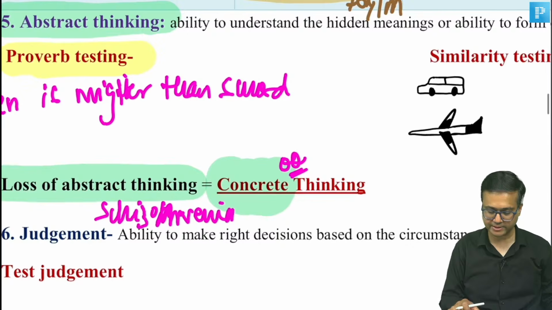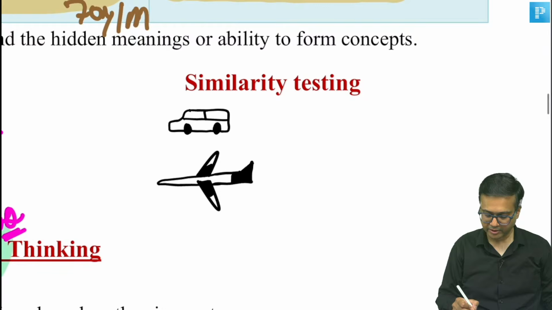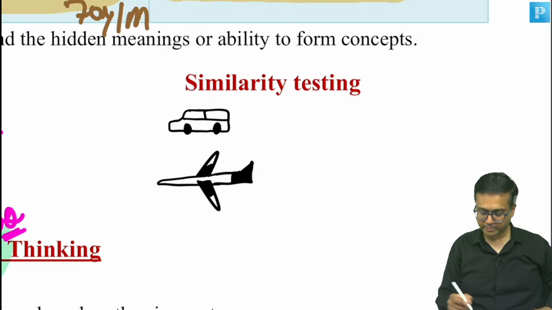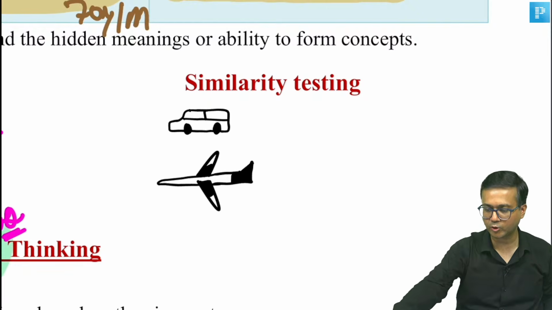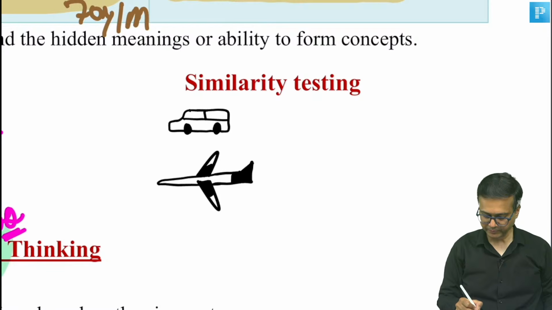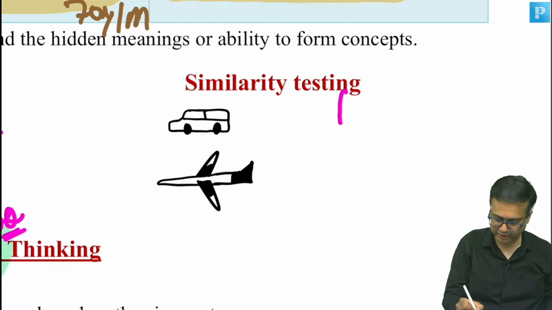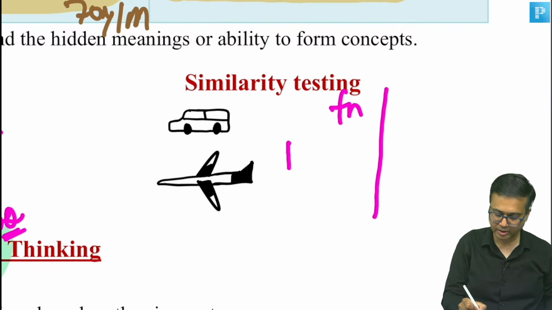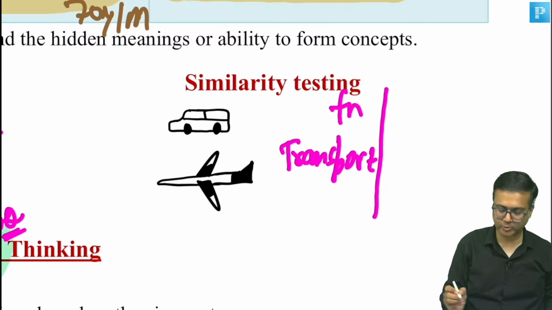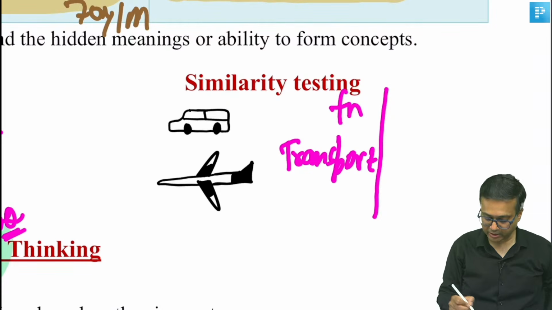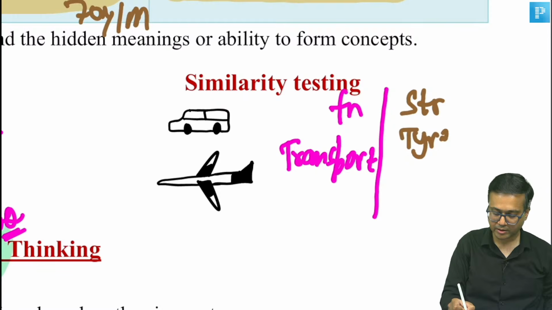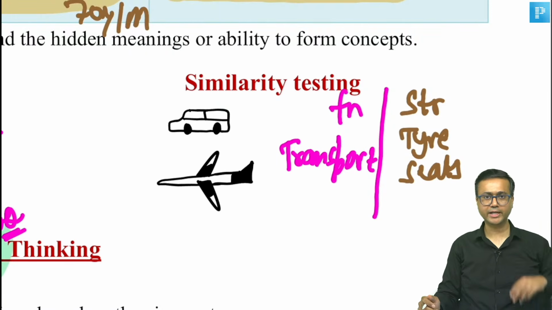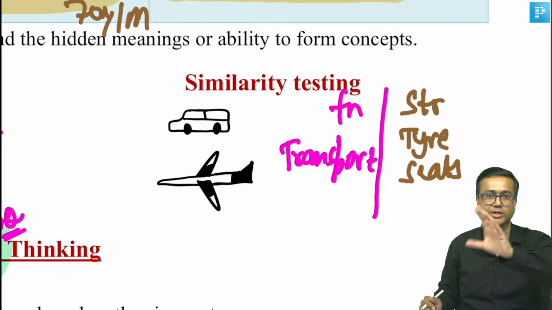One more test we will discuss, that is similarity testing. Here we ask the similarity between two objects. If I ask you, beta, what is the similarity between a car and a plane? Can you tell me? All of us will say, sir, both are modes of transport. That is a functional similarity. Can I say you are able to appreciate a deeper meaning? But some patients are only able to see the structural similarity. The patient says, sir, both have tires, both have seats, both have windows. So can I say the person is only able to see superficially, only the structural similarity?